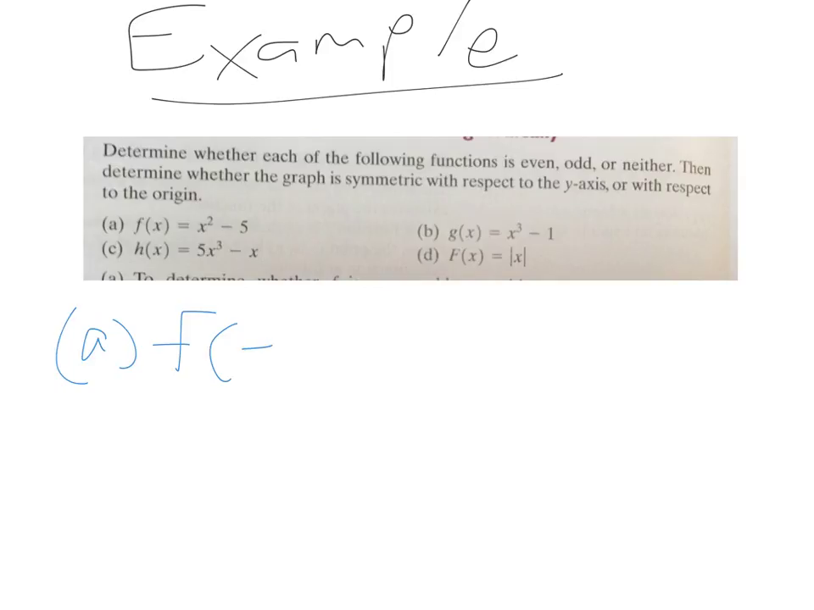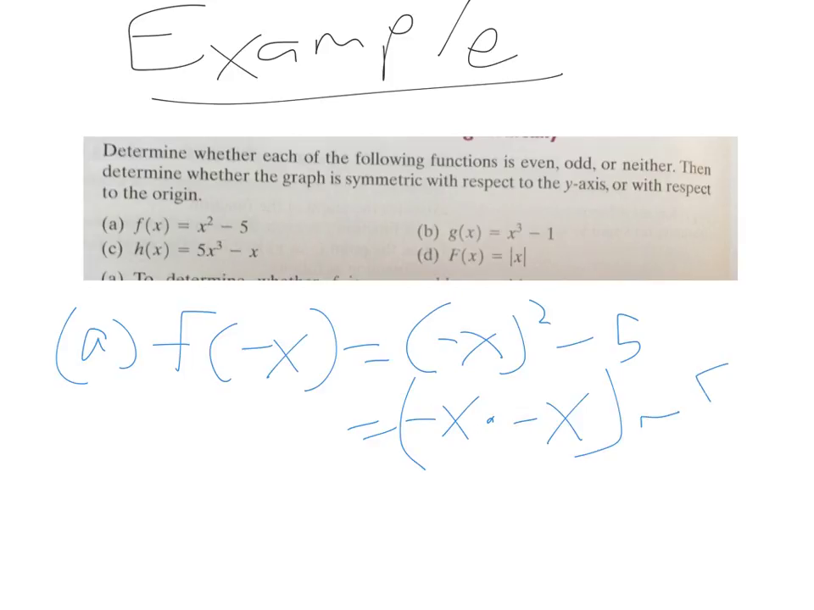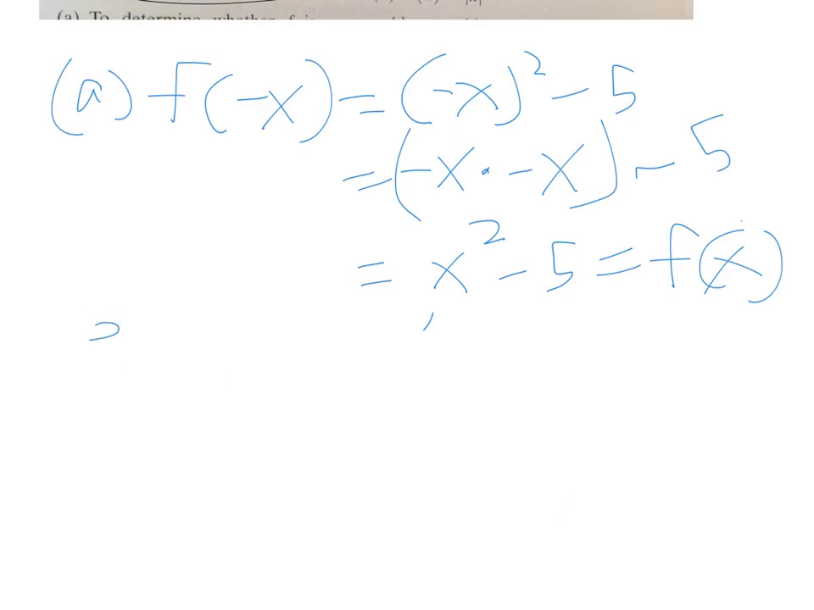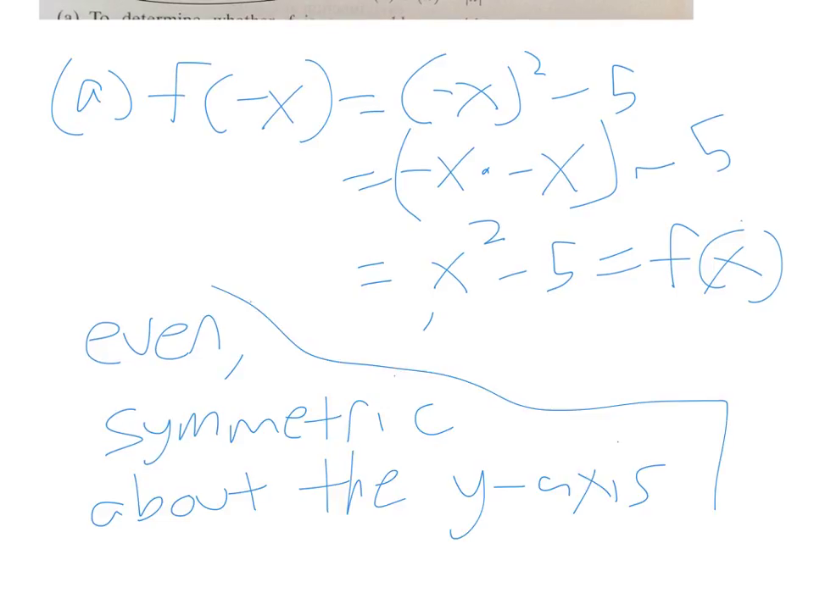Remember, you always start algebraically by plugging in f of negative x. Plugging in negative x into x, so instead of x squared, it'd be negative x squared minus 5. And this negative x squared means you'd have negative x times negative x, and then minus 5. A negative times a negative gives you a positive, so it'd be positive x squared minus 5, which is the same as f of x. So this would be an even function. Remember, even functions are symmetric about the y-axis. So I believe this answers the question for part A.